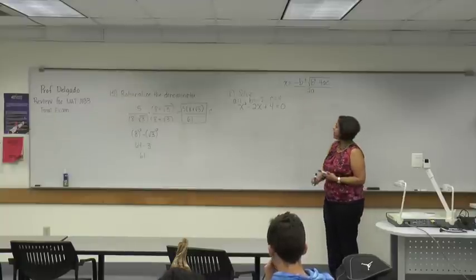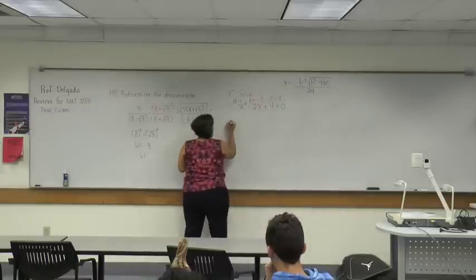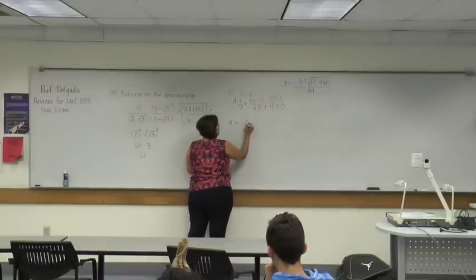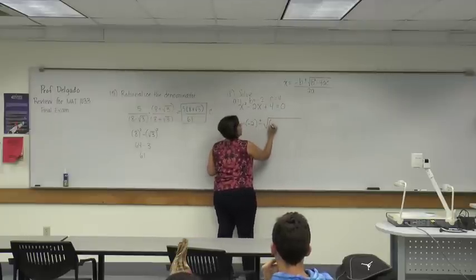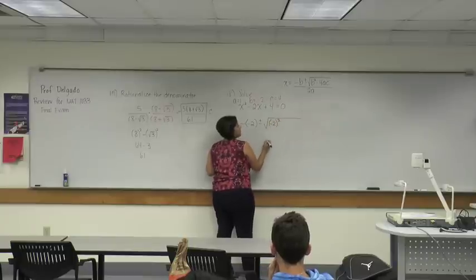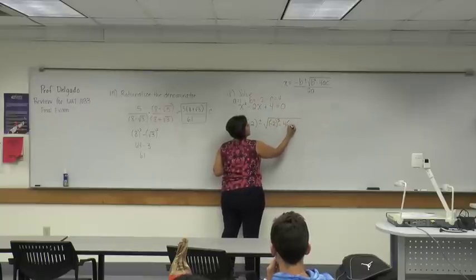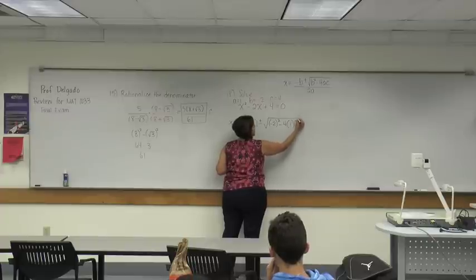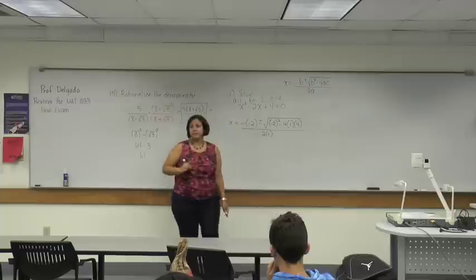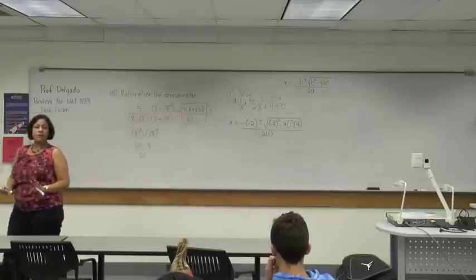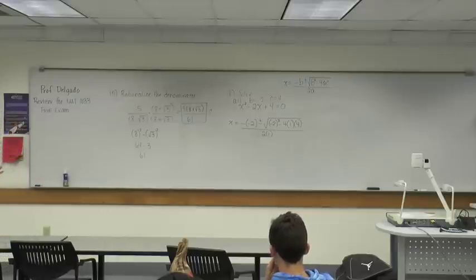So we get x is equal to the opposite of b plus or minus the square root of b quantity squared minus 4 times a times c all over 2 times a. So in that step, all I did was substitute the values for a, b, and c into the quadratic formula. Now we need to clean this up a bit.